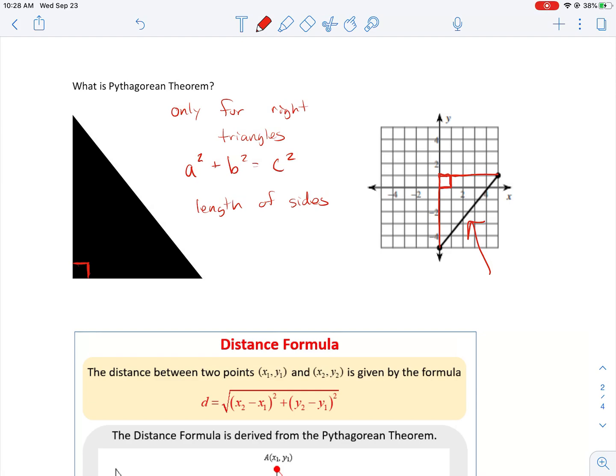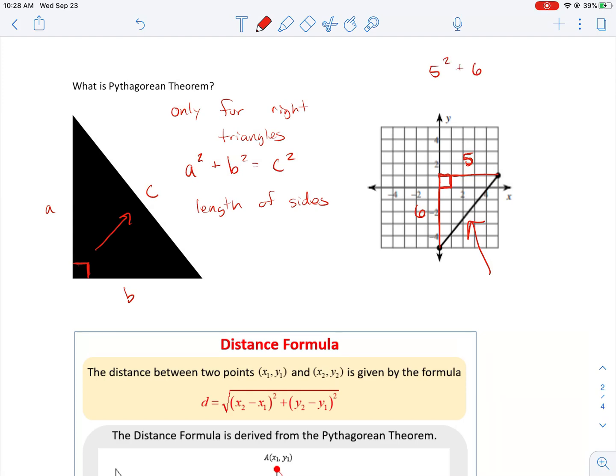Using Pythagorean's, I'm going to find this distance right here. So I'm going to count up: 1, 2, 3, 4, 5, 6. Then 1, 2, 3, 4, 5. So our lengths are 5 and 6. Remember, you can always mix up your a's and b's. If you mess those up, it's okay because addition is commutative. But you always have to remember your c is always opposite the right angle.